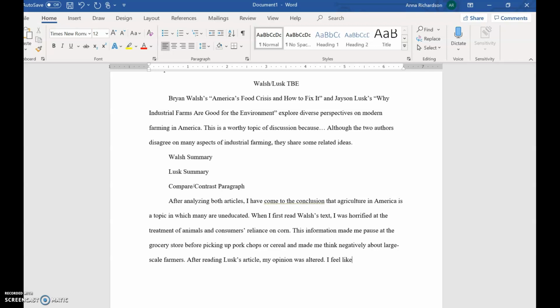I feel like he is a credible author. Now notice, y'all, this is the first time in my entire essay that I'm using I, okay? Only in paragraph 5. I feel like he is a credible author who truly understands the ins and outs of industrial farming. His genuine passion for protecting the environment made me feel better about the industry in general.